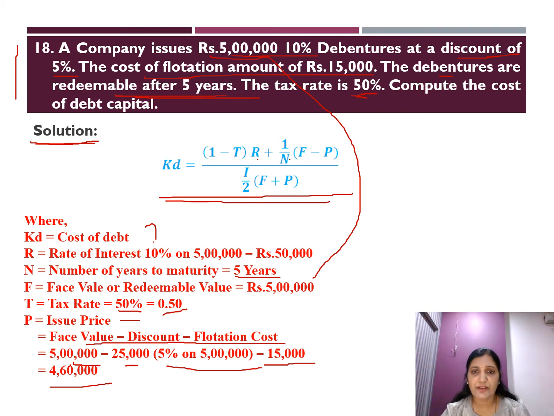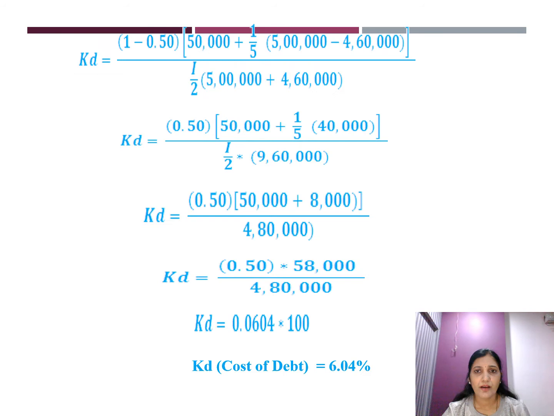Now we'll substitute and we'll find out the cost of debt. So here I have substituted all the values. First we will get tax, then 50,000 minus 1 by 5, this is the N, 5 lakhs minus 4 lakhs 60,000. So here it is divided by half into 5 lakhs plus 4 lakhs 60,000. When you go on calculating over here, calculate it once and see. So you will get cost of debt is equal to 0.0604. So as I've told you, you have to multiply by 100 because we are going to keep the answers in form of percentage. So this is the cost of debt.